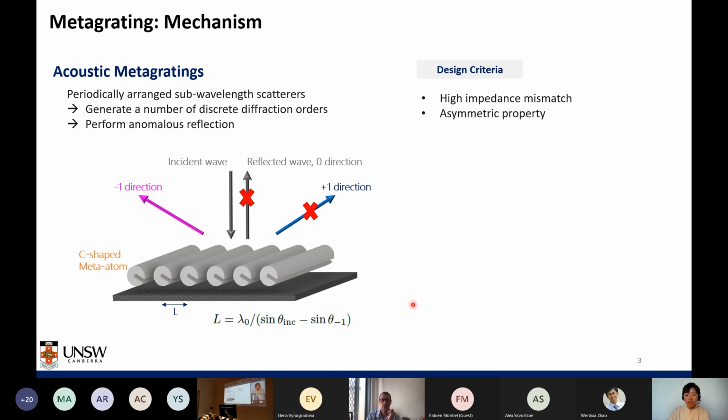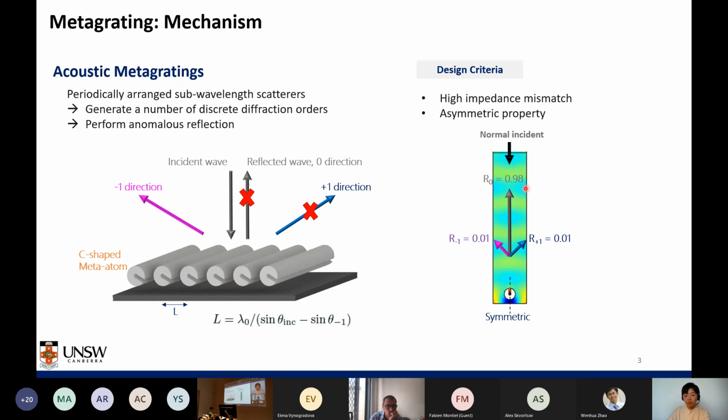Willis coupling. We can see from this simulated scattered field of a grating formed by symmetric meta-atoms, where the opening of this C-shaped meta-atom is aligned with the direction of the incident plane wave, that the reflected pressure field is symmetric about the vertical center line of the unit cell. It means that the reflection towards the -1 diffraction order is the same as the +1 order. Therefore, to engineer the reflected wave into a single particular direction, a structure with asymmetric properties is required.